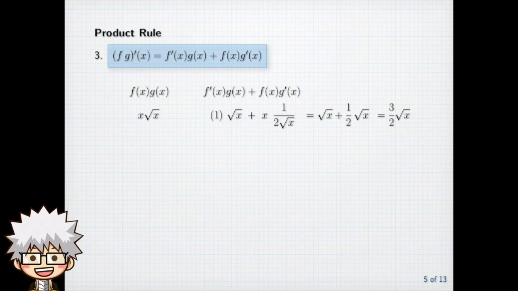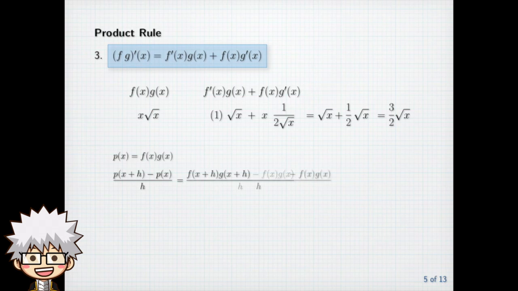The difference quotient for f of x times g of x is f of x plus h times g of x plus h minus f of x times g of x, all divided by h. Now we use a little bit of trickery here. We'll make some space between the terms in the numerator and subtract f of x times g of x plus h and add the same term.